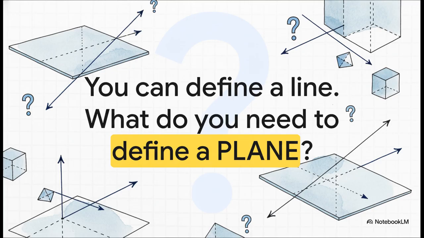So what about a plane? A plane is a flat, two-dimensional surface. What do you think its essential ingredients might be? Just something to think about as you keep going on your calculus journey.